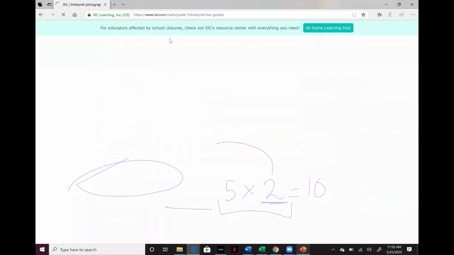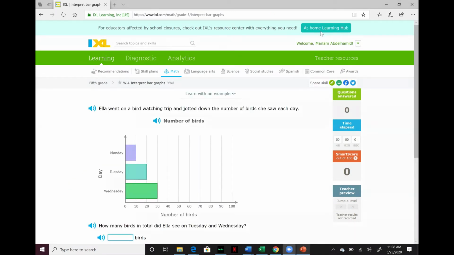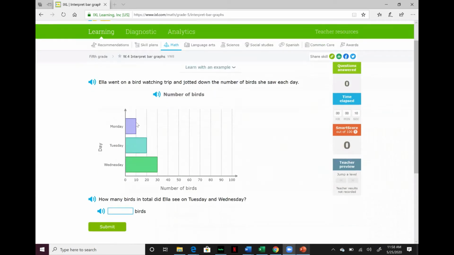Now we're going to look at the next type of problem, which is interpreting bar graphs, which is YW8. So it says Ella went on a bird watching trip and jotted down the number of birds that she saw every day. So on Monday, it looks like she saw 10 birds. On Tuesday, it looks like she saw 20 birds. And on Wednesday, it looks like she saw 30 birds. How many birds in total did Ella see on Tuesday and Wednesday? Again, on Tuesday, she saw 20 birds, and on Wednesday, she saw 30 birds. So her total, again, we're going to add those two up, so we get 50. So she saw a total of 50 birds.